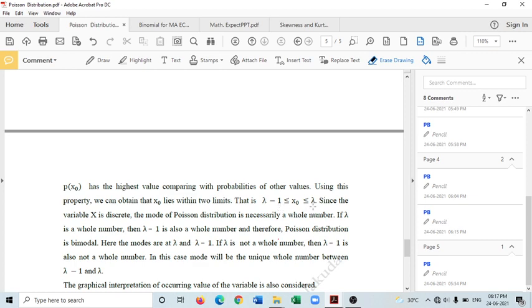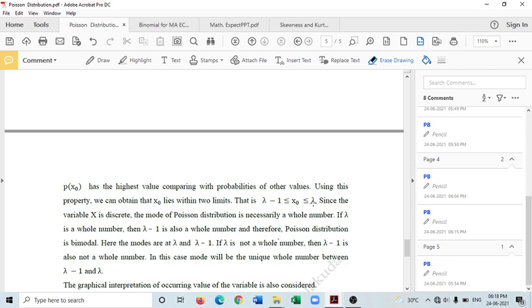So suppose lambda is a whole number. Lambda is a whole number means lambda minus 1 is also a whole number. Therefore, in that situation, we say Poisson distribution has two modes. It's bimodal. That is, if lambda equals 5, lambda minus 1 is 4. Therefore, the mode will appear at 4 and 5, where the probabilities are maximum. That's how we have the mode of Poisson distribution using the limits lambda minus 1 and lambda.